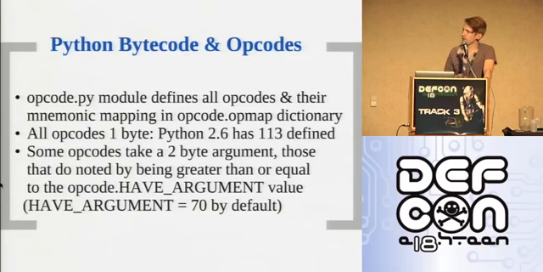Python has a bytecode language. Obviously, it's a pretty simple language, and every opcode is just an 8-bit opcode, so there's only 256 available. Currently in Python 2.6, there's 113 already defined. Optionally, a Python opcode can take arguments. All arguments are 2 bytes.